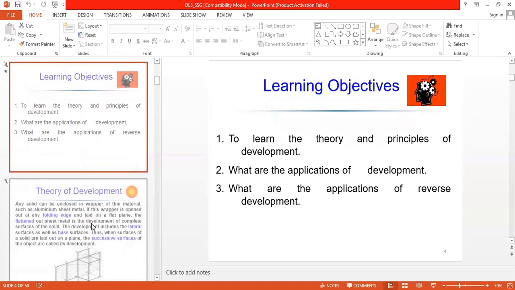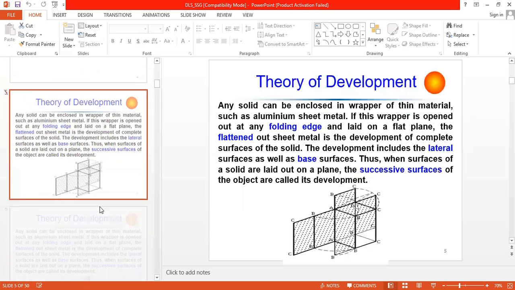So what are the objectives? Learn the theory and principle of the development. Then, what are the applications of development, and what are the applications of reverse development? These are included in this DLS unit.